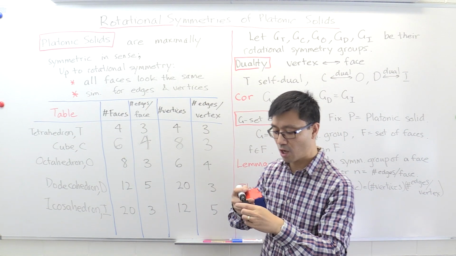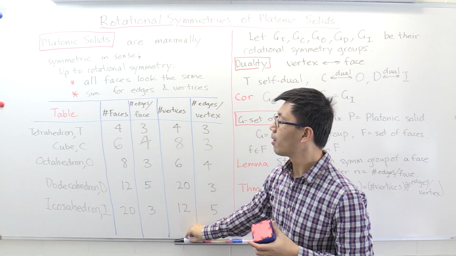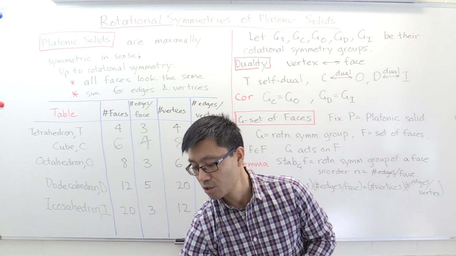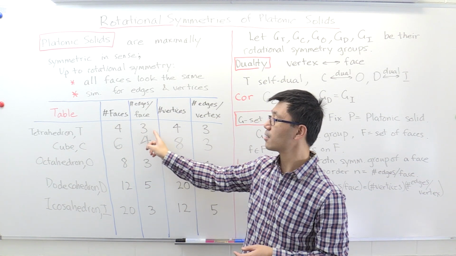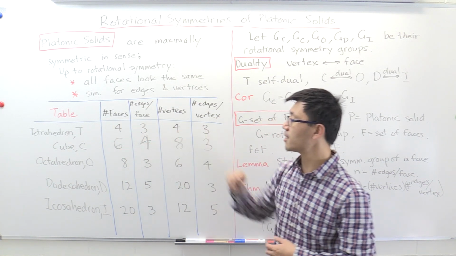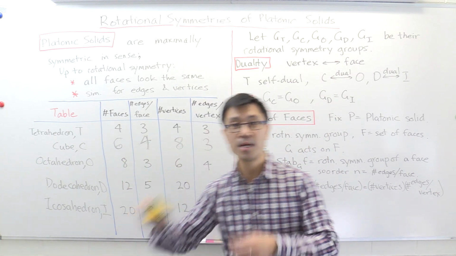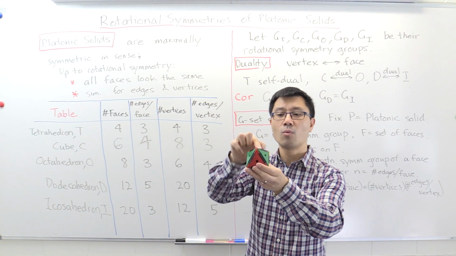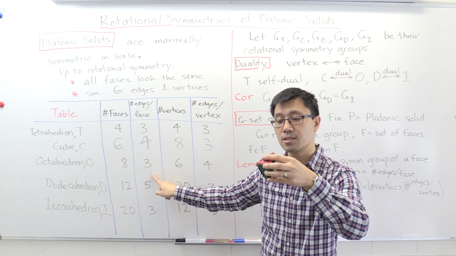Okay, so let's go through this list of Platonic solids to see what they look like. The first one here is a tetrahedron. It has 4 triangular faces and 4 vertices. The octahedron, that's this one here. It has triangular faces, 1, 2, 3, 4 on the top, and another 4 on the bottom, so 8 triangular faces.